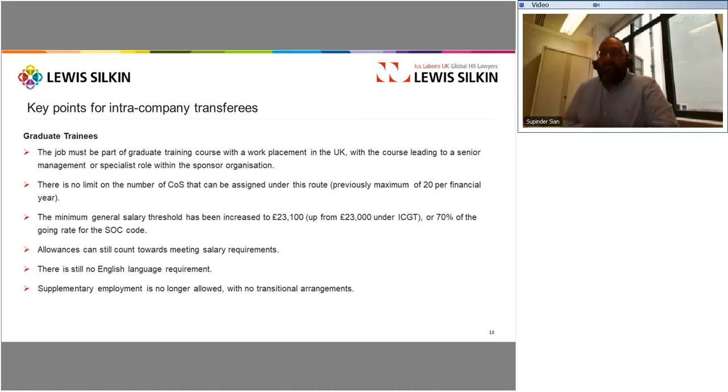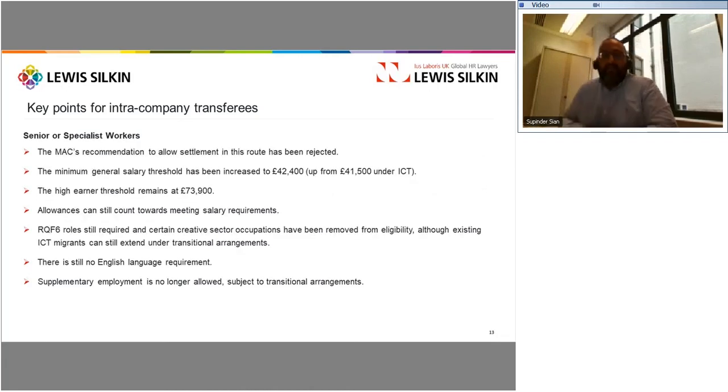Just had one question come through, to revert back to the senior or specialist worker. What does high earner threshold mean? Can we clarify? Under the senior and specialist worker, £73,900 is considered a high earner, which means if you're paid £73,900 or more for your work in the UK, you do not have to have 12 months prior employment with your overseas linked entity, and you're able to stay in the UK for up to 9 years instead of 5 years where your salary would be below that.